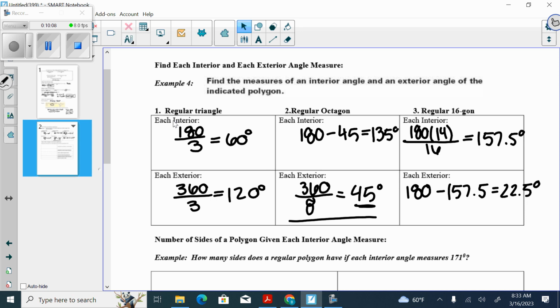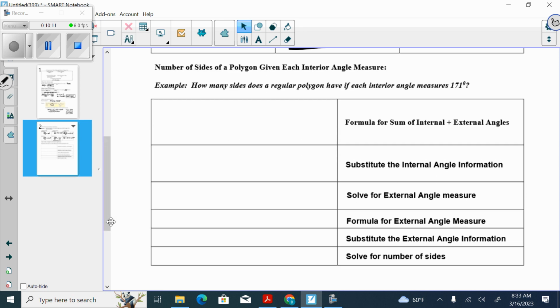All right. Okay, last section here. It says the number of sides of a polygon given each interior angle measure is what we're going to see in this example. It says how many sides does a regular polygon have if each interior angle measures 140 degrees? My paper says something different than what this actually says. It says 171 degrees, doesn't it? Okay, that's all right. So how many sides does a regular polygon have if each interior angle is 171?